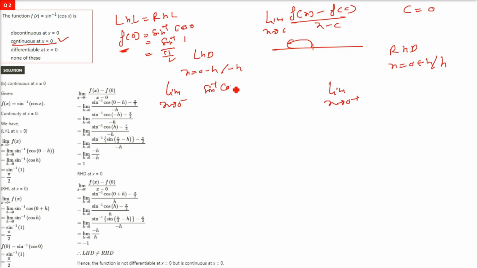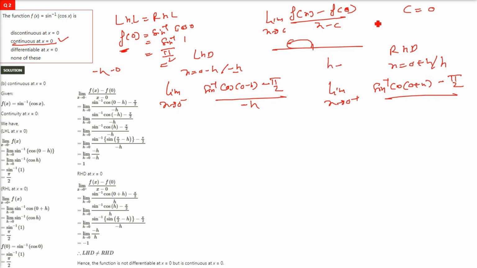So this is sine inverse cos. We just have to put 0 minus h here, minus, as I already told you, f(0) we have already done. That is pi by 2. So replace it by pi by 2. And then we have this as the denominator, x minus c, that is minus h minus 0, which is going to be negative h. Here also same thing, sine inverse cos of 0 plus h, so you can replace it by h, minus pi by 2 because f(c) will remain there, and then in the denominator it is 0 plus h, that is h.